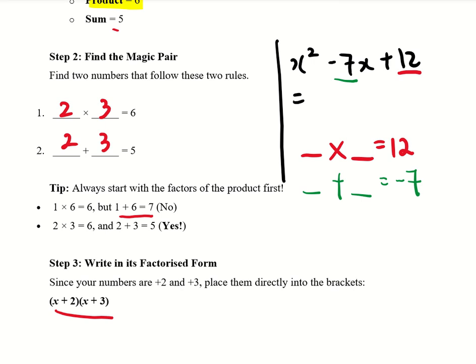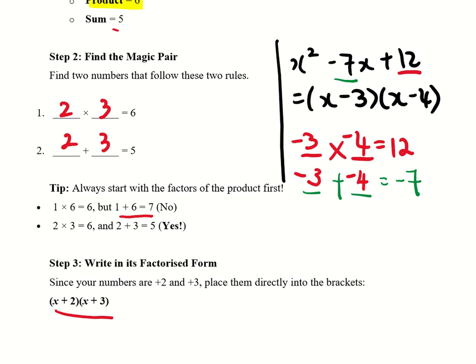Which numbers will fit if I were to try 3 and 4? I realize, oh, it almost fits, but 3 plus 4 is 7, not equal to negative 7. I will have to rectify it and add the negative sign. Negative times negative is positive, I'll get 12, and likewise negative 3 plus negative 4 is negative 7. Directly I can write my answer, x minus 3, x minus 4, and I have factorized the quadratic expression x squared minus 7x plus 12.